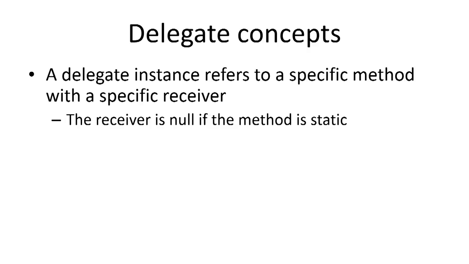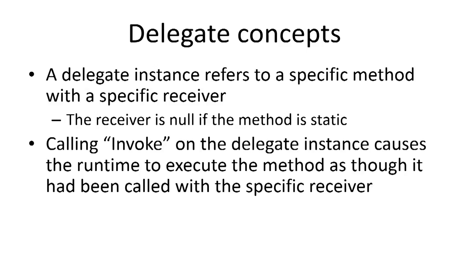But if we had a delegate to an instance method, then it would need to also know what is the receiver of that instance method. When you call invoke on a delegate instance, that causes the runtime to execute the method that the delegate refers to as though it had been called with the specific receiver that the delegate also knows about. So basically, we're saying a delegate is an object that you can say invoke on it, and it will just call some method for you.